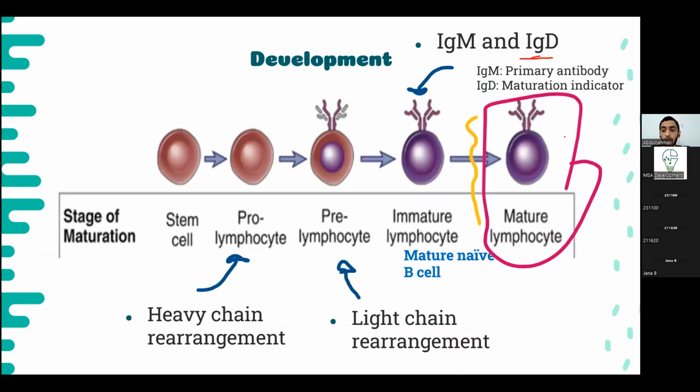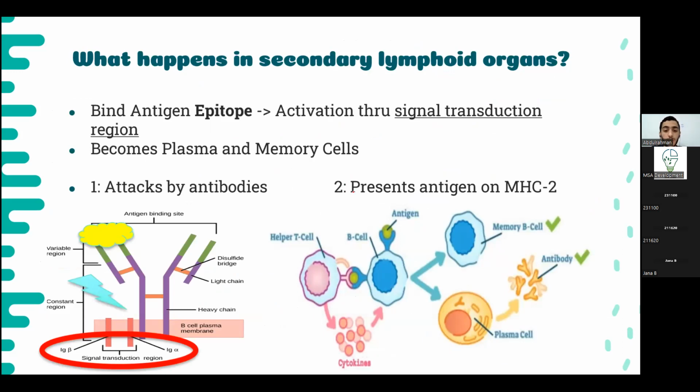Okay. So now we have a mature B cell. For mature B cells, there are two mechanisms of action. First thing, it's found in the secondary lymphoid organ. The antigen comes through. The part of the antigen that binds is referred to as the epitope. Once the epitope binds on the B cell receptor that is still found on the B cell, it's going to activate it. If it activates it, there is a specific structure on the B cell receptor known as a signal transduction region. It sends a signal down the cell in order to activate the cell.